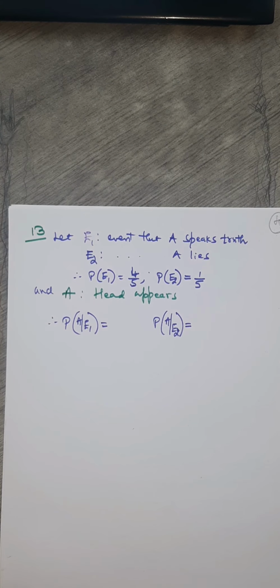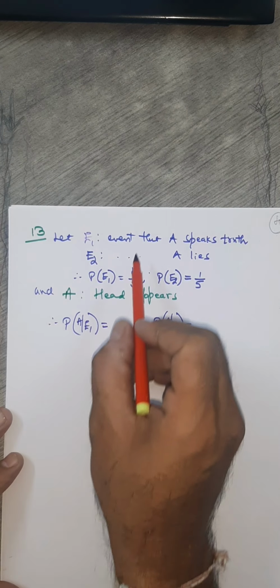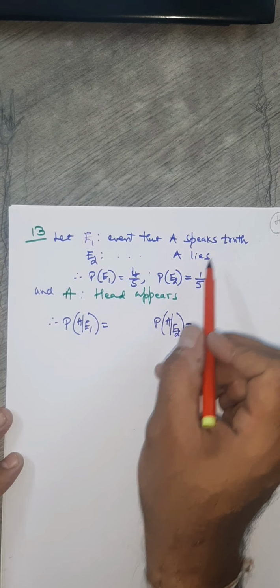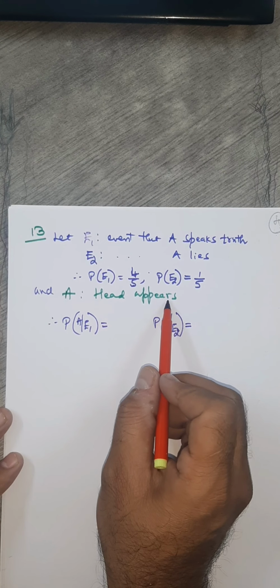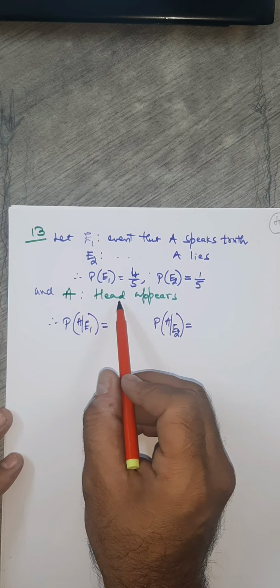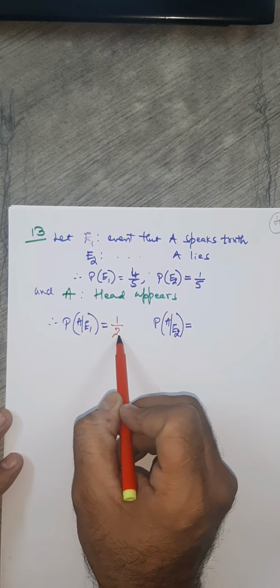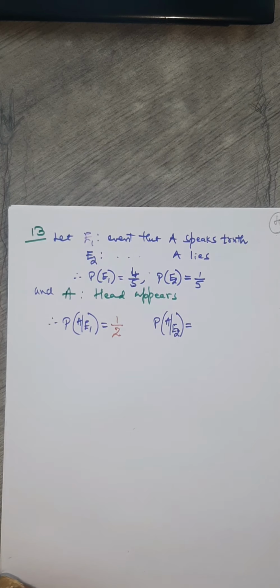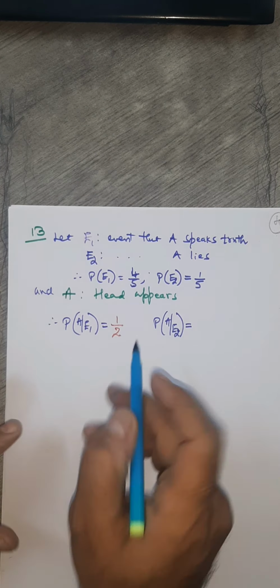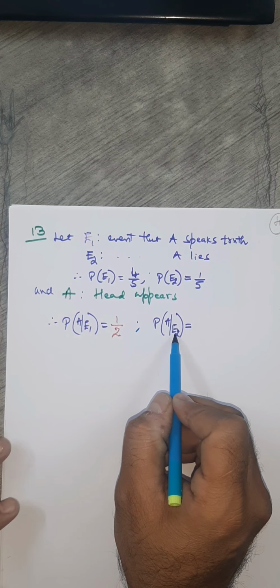Okay. Now what about this two? Event E1 has occurred, that means A speaks truth. And then what's the probability that head appears? In a single throw, the probability is always 1 by 2 of getting H. Fine. Now what's the meaning of this?